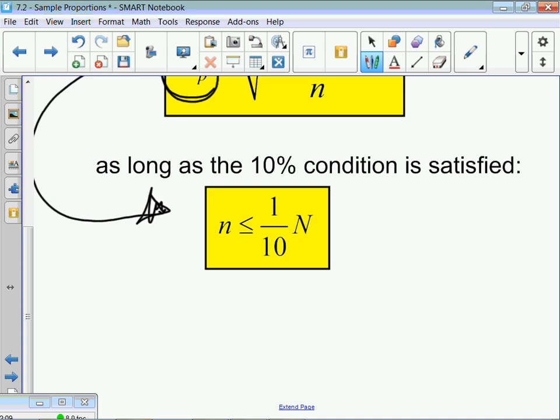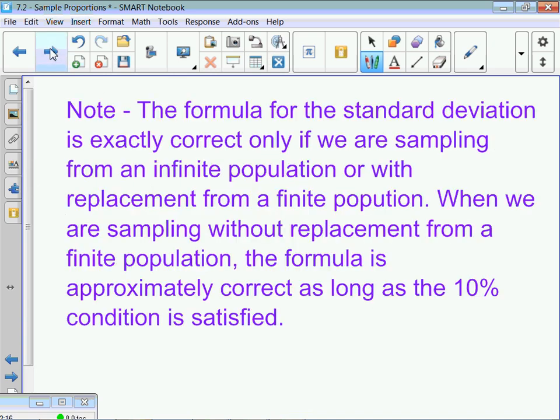Okay? Why do we have to check that? Well, it has to do with independence. So, the formula for standard deviation is exactly correct only if we're sampling from an infinite population or with replacement. So if it's infinite or with replacement, it's exactly correct. A lot of times we're not sampling with replacement, so then you check the 10% condition, and as long as that is true, it's close enough.